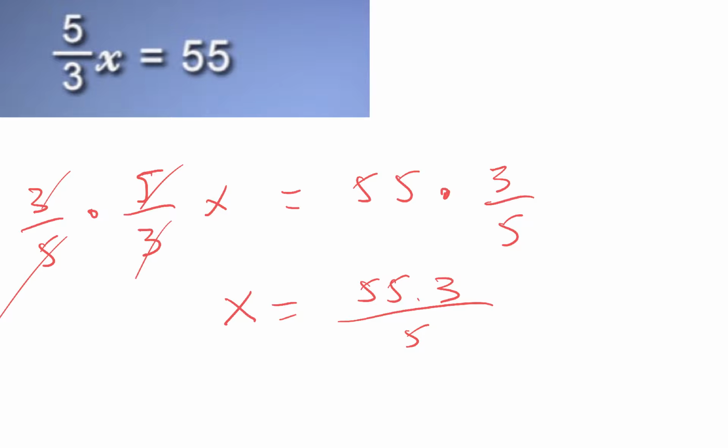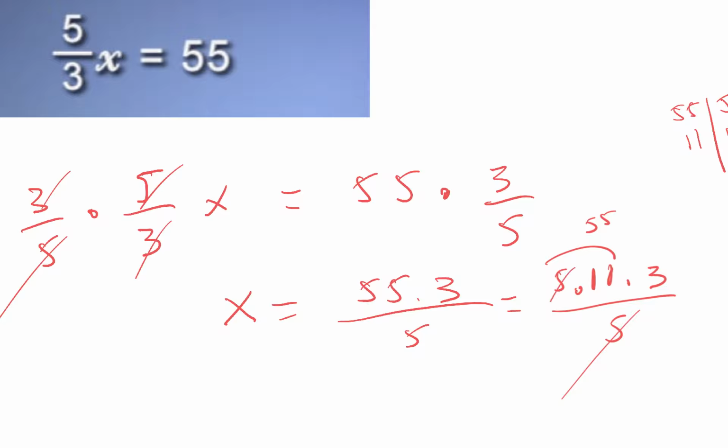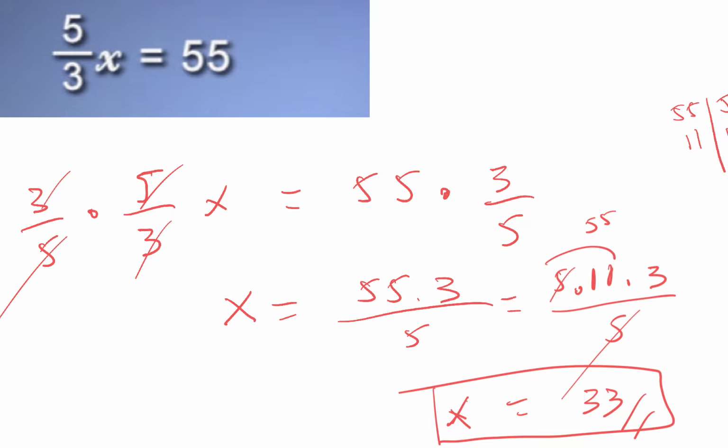And now you can reduce this by writing 55 as 5 multiplied by 11. So if you multiply 5 by 11, you will obtain 55, divided by 5. Now the 5 will cancel, and it will be 33. So the answer is x equals 33. This is the answer and the solution to this equation.